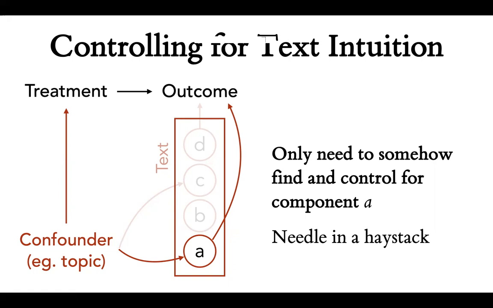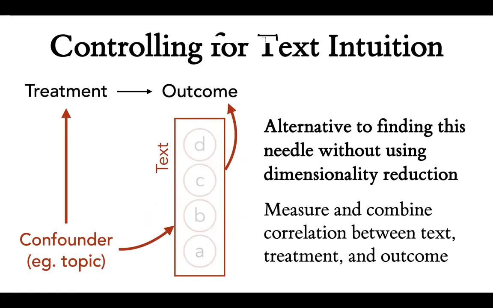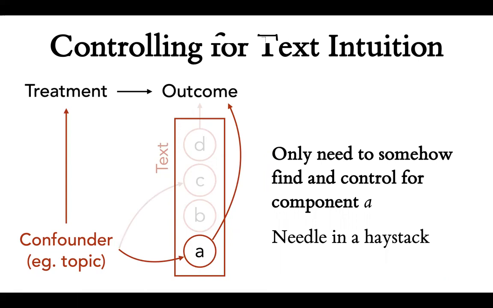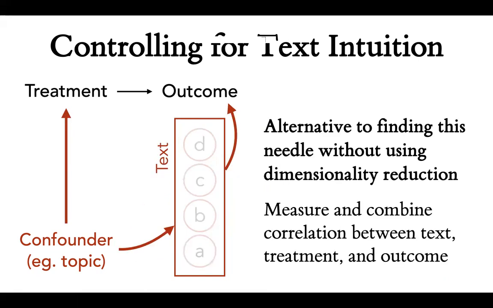So what we are going to do instead with double machine learning is I'm going to measure the strength of these arrows. I'm going to measure how strongly correlated the text is with the treatment, how strongly correlated the text is with the outcome, and then I'm going to combine those correlations in some way to get my treatment effect estimates. And it's going to be equivalent to finding A and controlling for A, but it doesn't use dimensionality reduction.